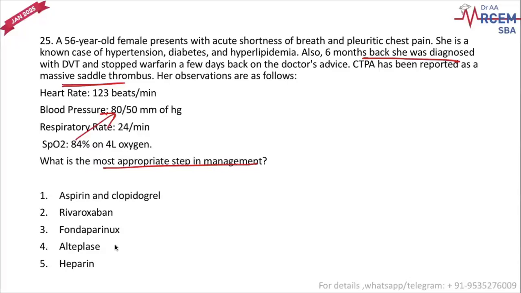You have a PE diagnosis, unstable patient because systolic blood pressure is less than 90. I want to thrombolyze. Thrombolytic preferred agent is alteplase. You can use other thrombolytic agents like tenecteplase also, but most of the time alteplase is preferred. This doesn't matter. You shouldn't be using it.